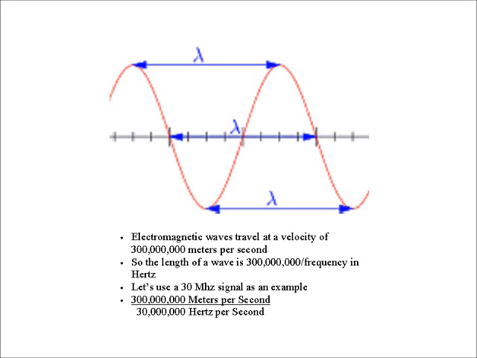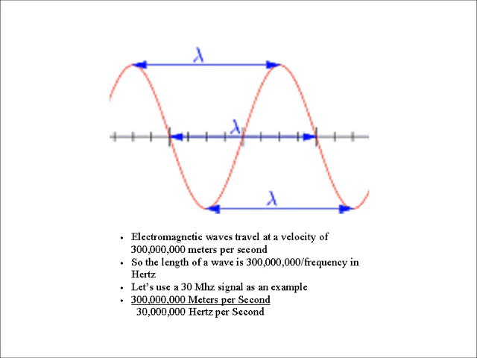So let's take a little closer look at this wave. This symbol up at the top is lambda, and lambda is the symbol used to define wavelength. From the top of this sine wave to the top of this sine wave is one wavelength. And so the question is, how long is a wave?